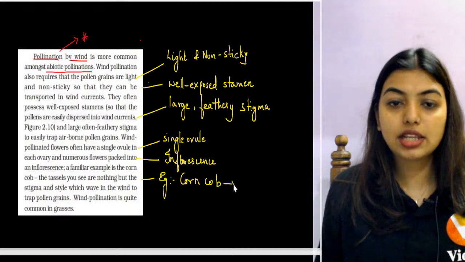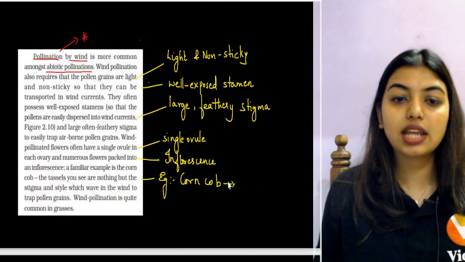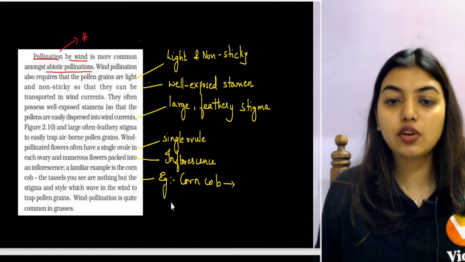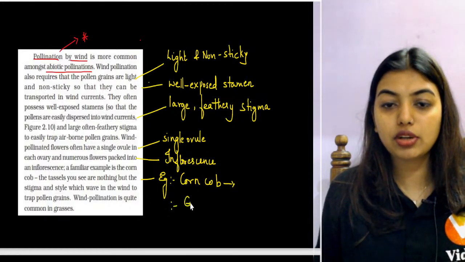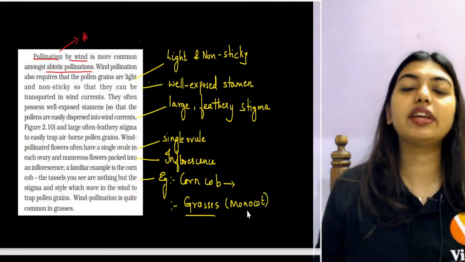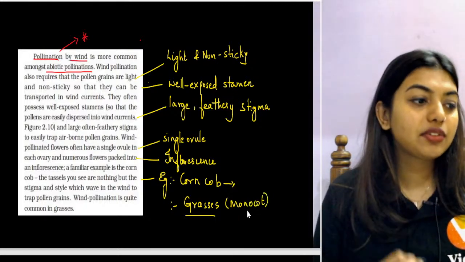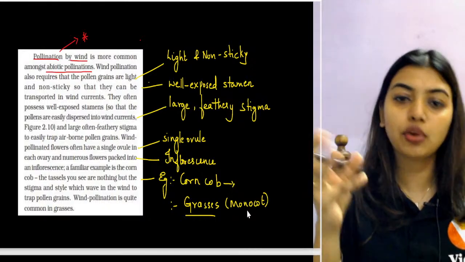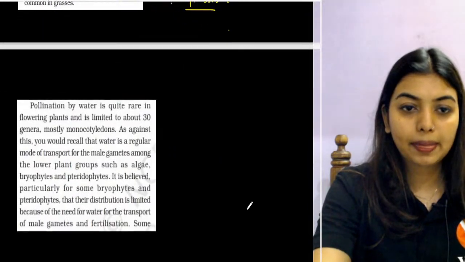The tassels that you see are nothing but the stigma and the style which wave in the wind to trap the pollen grains. Wind pollination is very common in monocots, especially your grasses. That is because they cannot bear very attractive flowers. Even if the flowers are there, they will form into an inflorescence, because individually they cannot form the flowers. Got it?